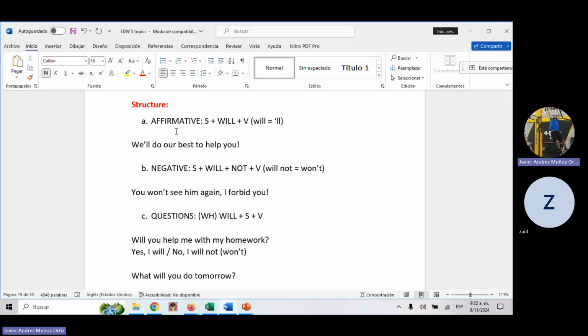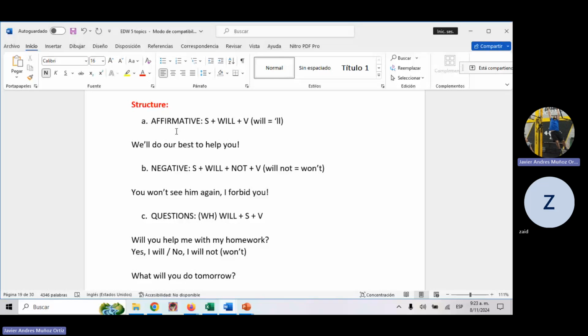For example, with a negative sentence, this is an order. You will not see him again. You will not go out at 11 p.m. right now with your friends because you are 7 years old. So it's not the time yet for you to go out alone. Not yet, right? Negative sentence.